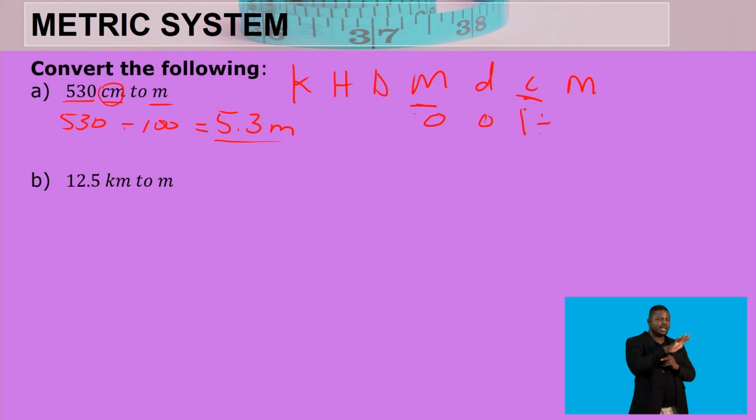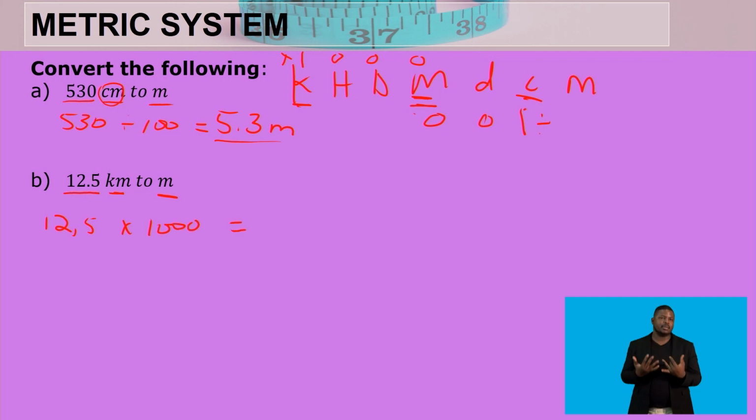The next question says, convert 12.5 kilometers to meters. Kilometer to meter, so it's from big to small. Where we start, we put a 1 and zeros up until where we're going, but we are multiplying this time around. So you're going to say 12.5 multiplied by 1,000. Then you take your calculator. Let's do it together. 12.5 multiplied by 1,000 gives us 12,500 meters. So 12.5 kilometers can be expressed as 12,500 meters.